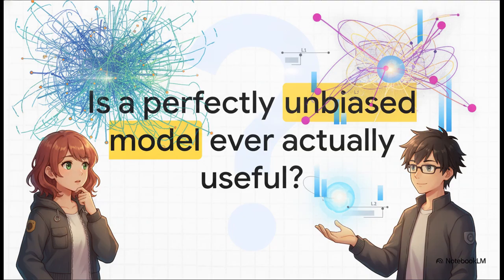By adding these L1 and L2 penalties, we are intentionally stopping our models from finding the true mathematical truth of our training data. We are artificially biasing them, on purpose. But if an unbiased model wildly overfits to noise, we kind of have to ask, is a perfectly unbiased model ever actually useful in the complex, messy reality of the real world?